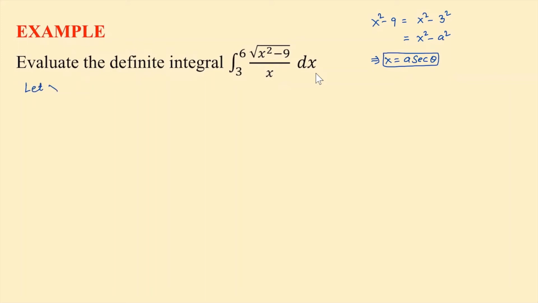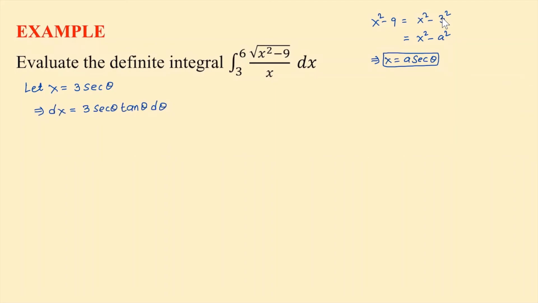Let x equal to a secant theta. In place of a, we have 3. So x equal to 3 secant theta. Now if we find the derivative, dx is equal to 3, which is a constant, times the derivative of secant theta, which is secant theta tangent theta, then d theta.